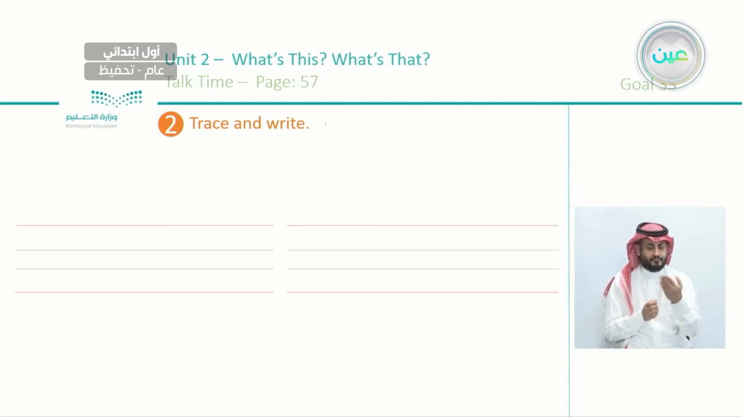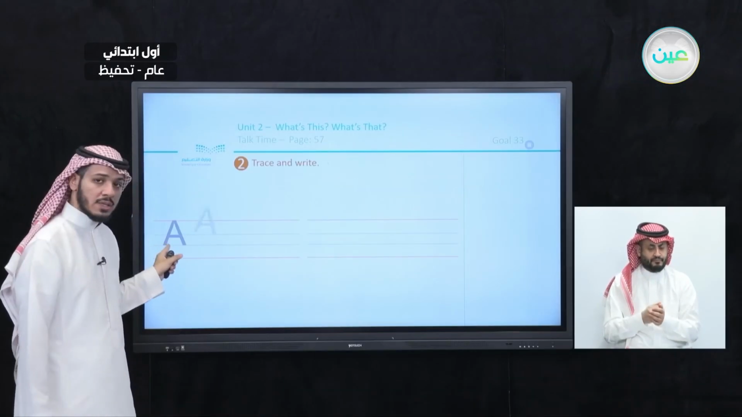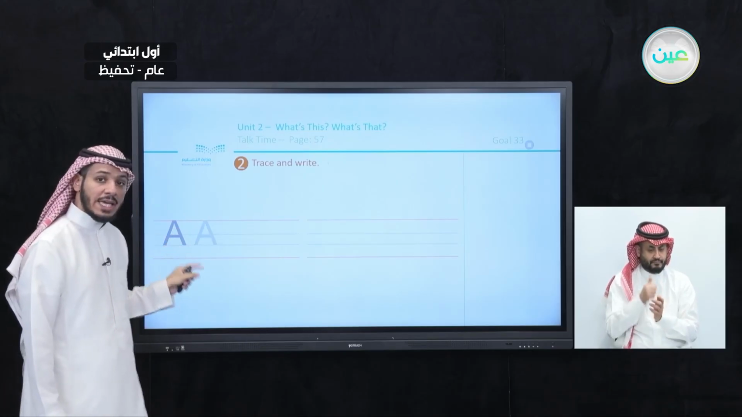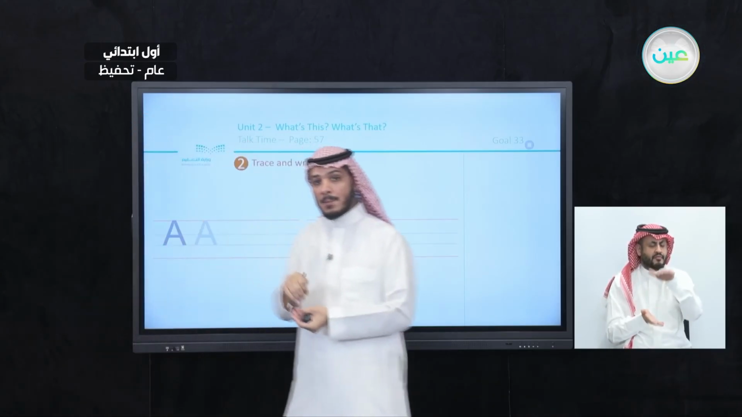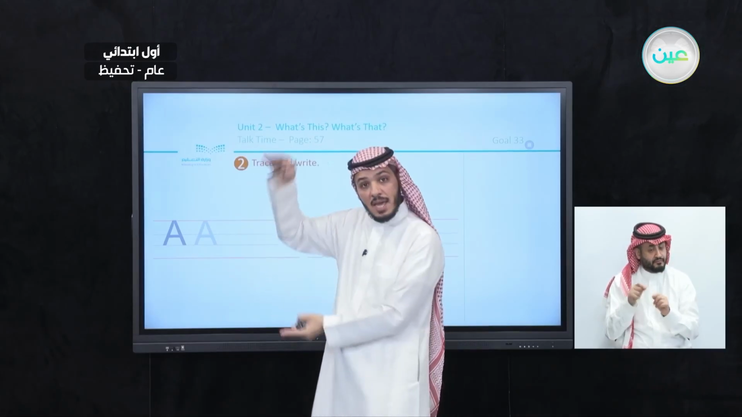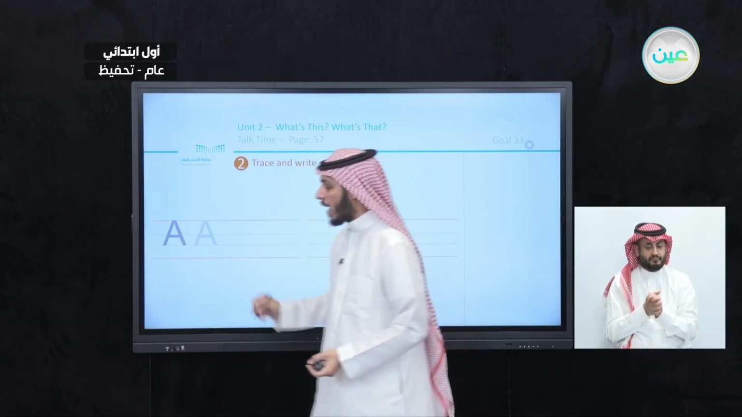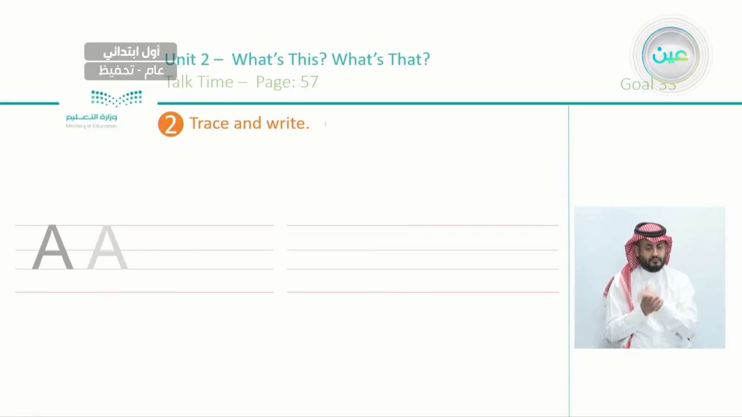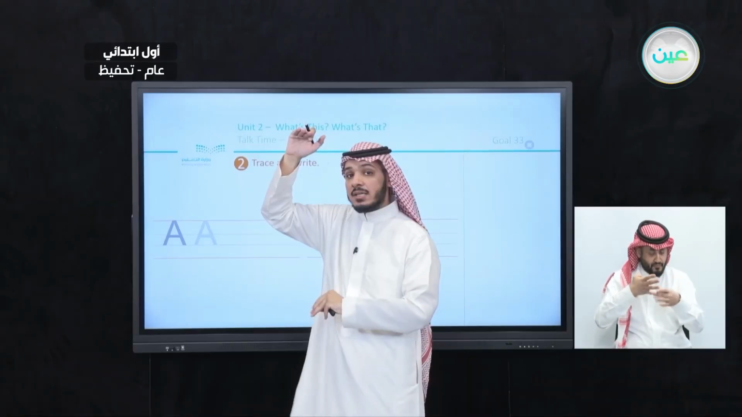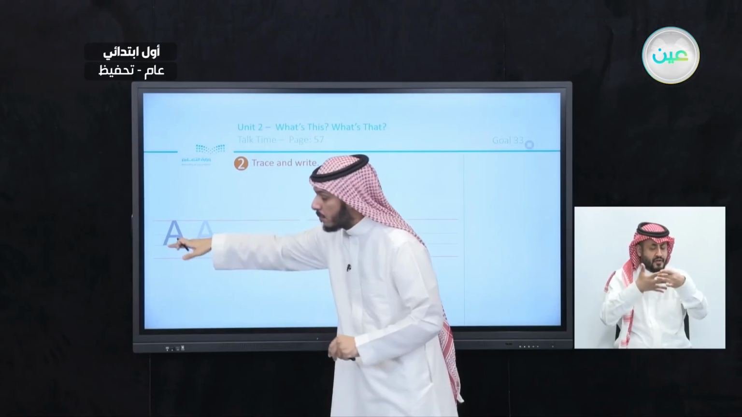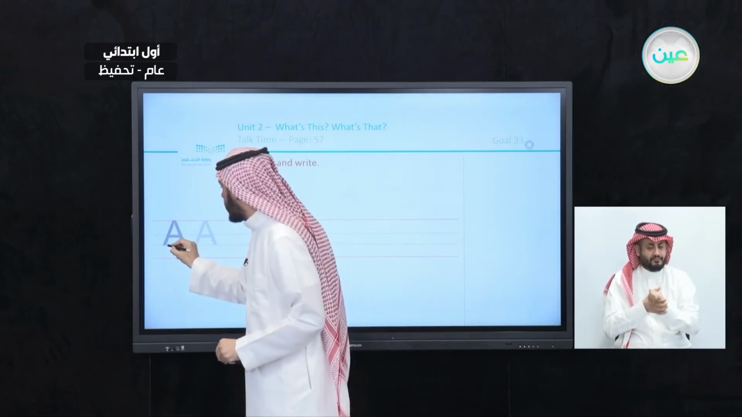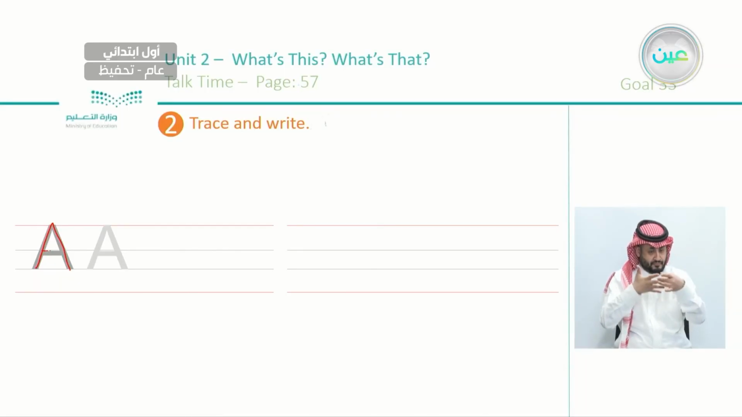Okay. Now we have this question, trace and write. Now we have two letters. The first one says is what? It's A. Is it capital or small? It's capital. Excellent. So we have capital A. Okay, how to write A? You have 1, 2, 3, 4 lines. All the capital letters between number 1 and number 3. So this is A, like this. Again, this is A. Now let's write it 2 more times.